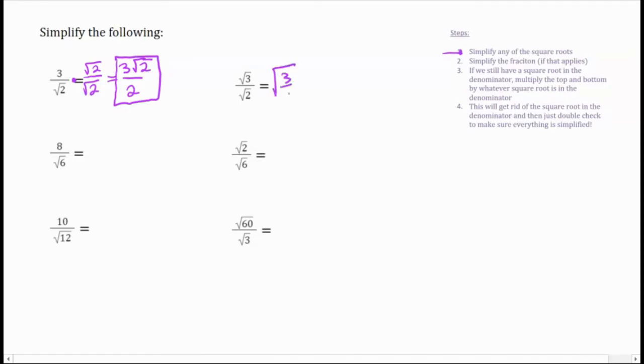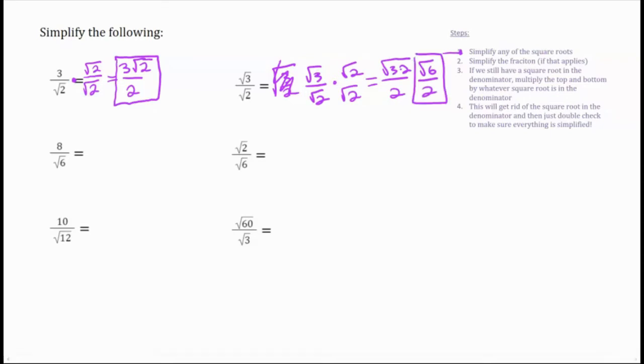Second one here, we'll take a quick look to see, can I simplify this fraction? No, I can't. So I'm going to start from the beginning, square root of 3 over the square root of 2, and then I'm going to get rid of the radical in the denominator by multiplying again by the square root of 2 over the square root of 2, because that gives me 2 in the denominator. Now I'm multiplying these on the inside, square root of 3 times 2, which is just the square root of 6 over 2. Can't simplify that anymore, so there is my final answer.